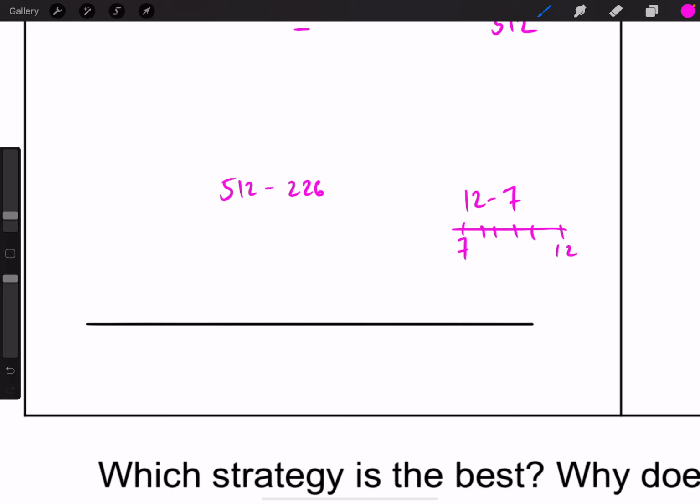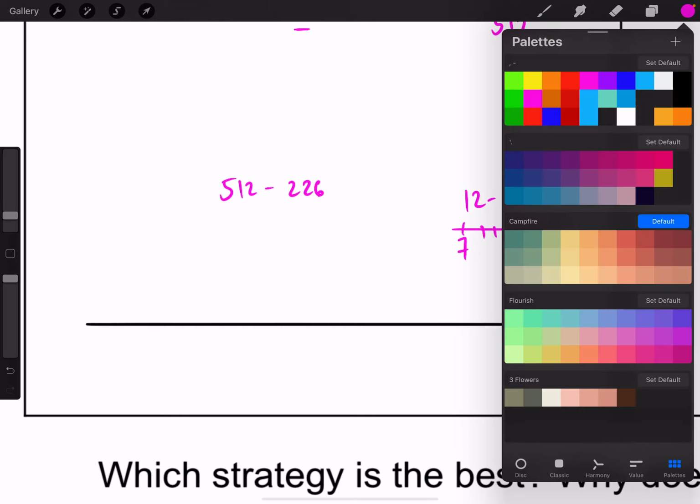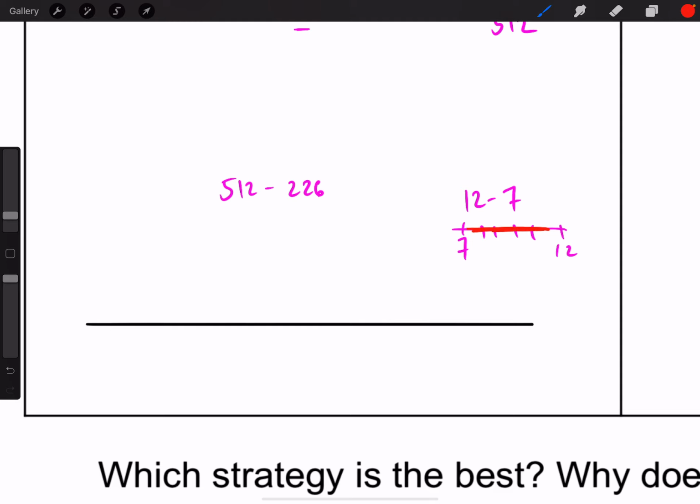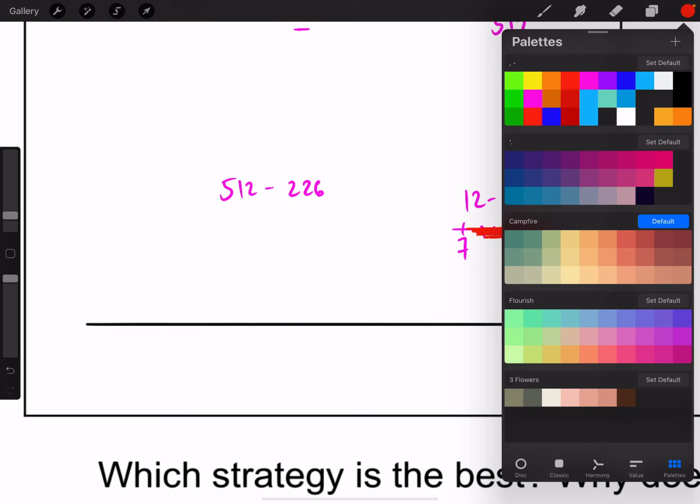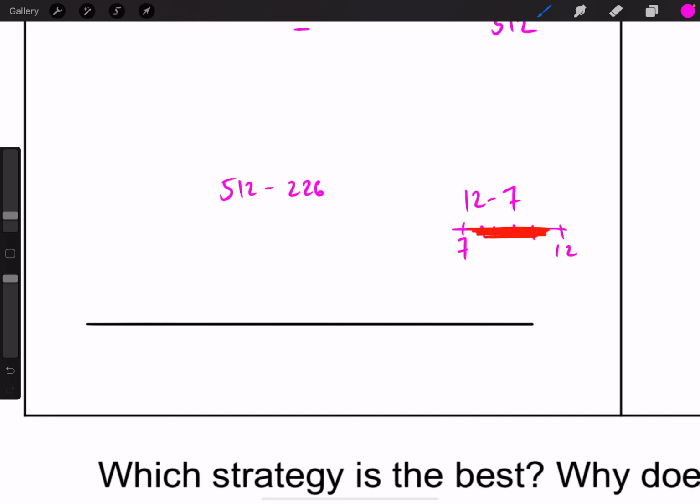So if I know that 12 minus 7 means just whatever distance this is, if that's what I'm trying to figure out, that distance, then I don't need to think about it so much as subtraction as I can think about it as 7 plus something equals 12. So the same thing here. These are going to have the same thing right there. So I can also think about this as 226 plus something equals 512.